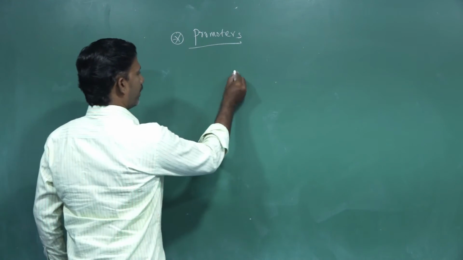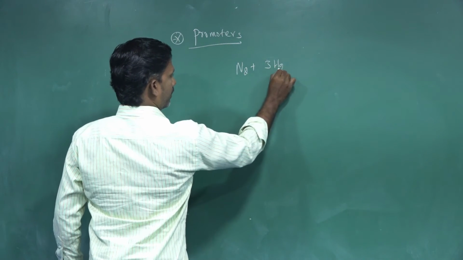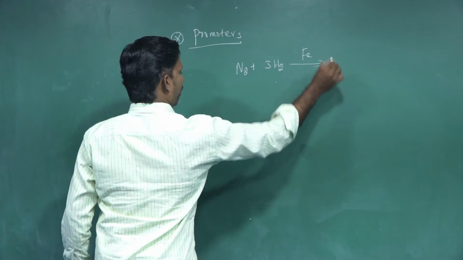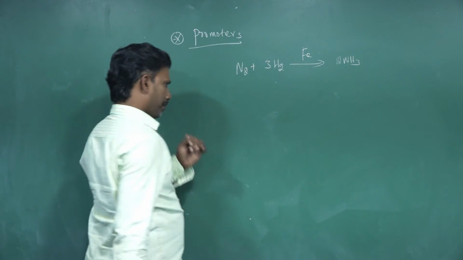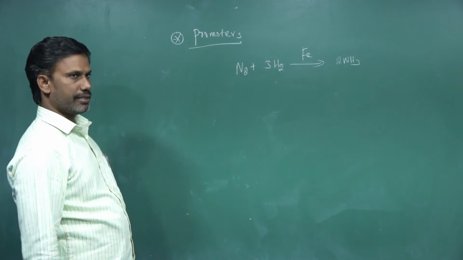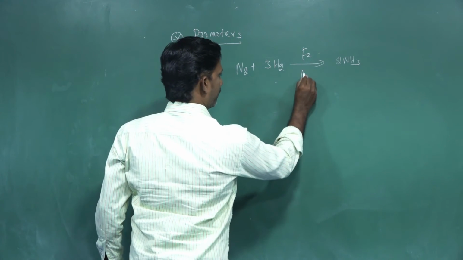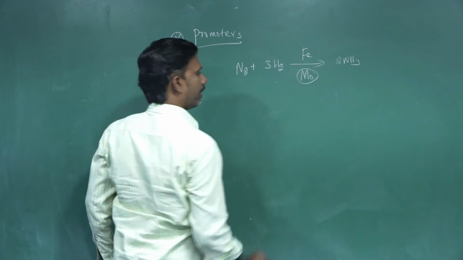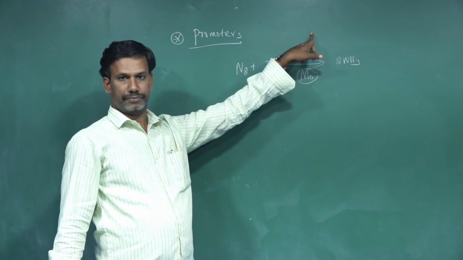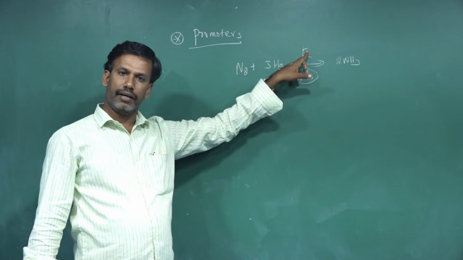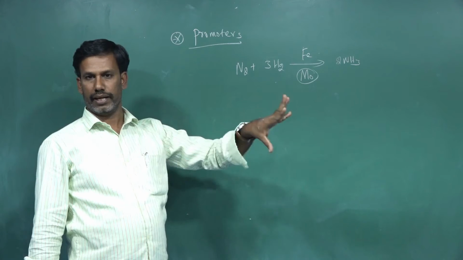For example, take the Haber process, synthesis of ammonia: nitrogen and hydrogen with the catalyst Fe, iron catalyst, giving ammonia. Optimum temperature and pressure should be maintained, and you get ammonia. But if you add a little bit of molybdenum to that, it will enhance the activity of iron. What is the role of iron? Iron is a catalyst. What is a catalyst? Something which can alter the rate of the reaction.